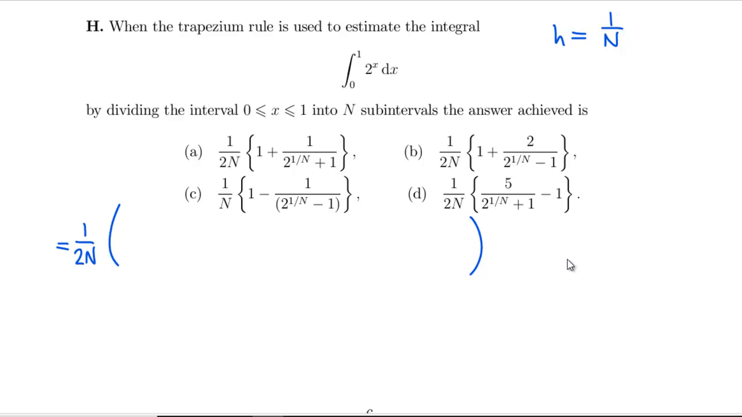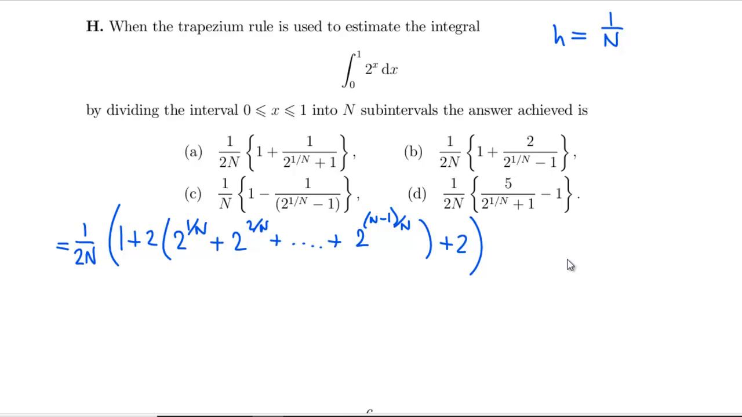Then we've got the first value, the last value. The first value is 2 to the 0, which is 1. The last value is 2 to the 1, which is 2. And then we've got 2 lots of everything that's going in between. So 2 lots of, the next one along is going to be 2 to the power of 1 over n. Then we're going to have 2 to the power of 2 over n, etc., up to 2 to the power of n minus 1 over n. They're going to be all of our strips.